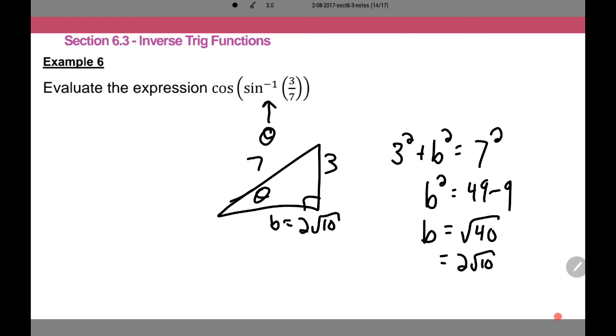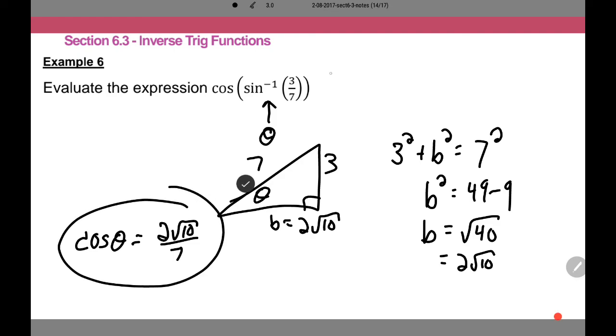Now, why do I want to do that? Well, I want to find the cosine of this angle. So the cosine of that angle, theta, is just the adjacent side over the hypotenuse. And I'm finished. So that's what this whole thing equals. 2 square root of 10 over 7.